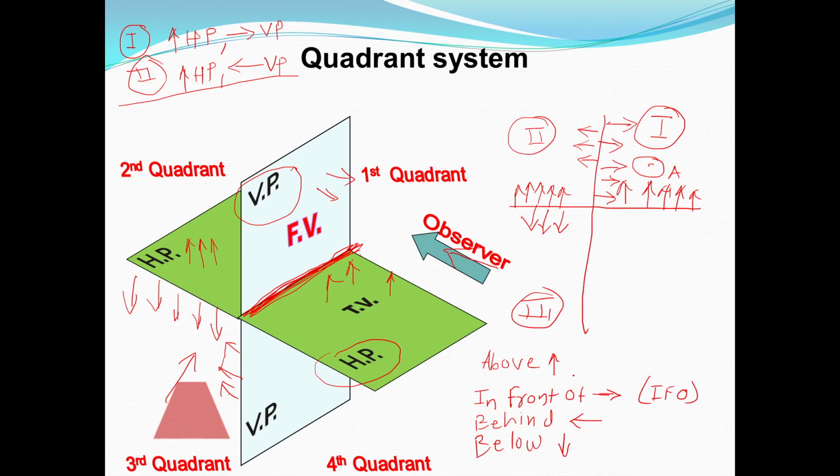Below the horizontal plane and behind the vertical plane, you get the position of an object in the third quadrant. And for the remaining fourth quadrant, where exactly is the position?